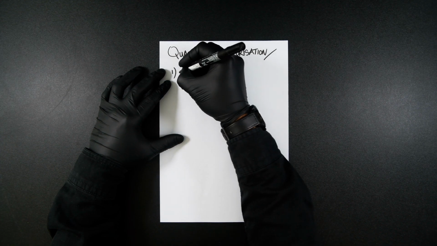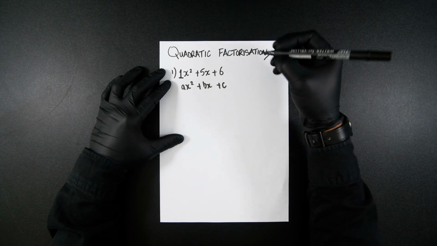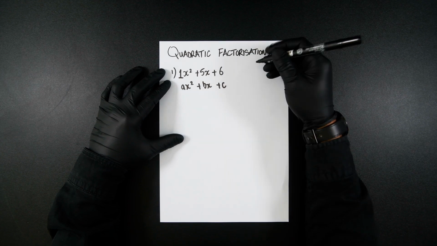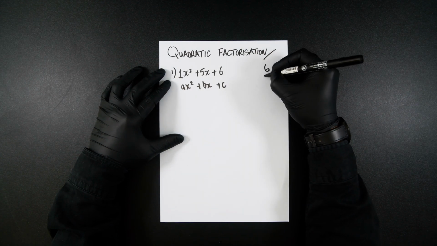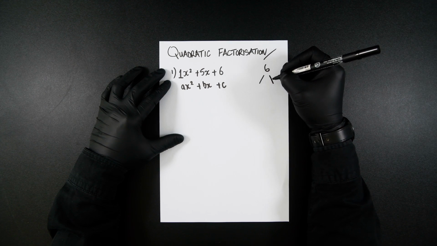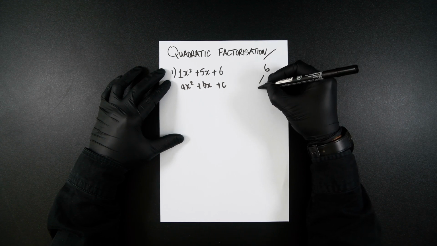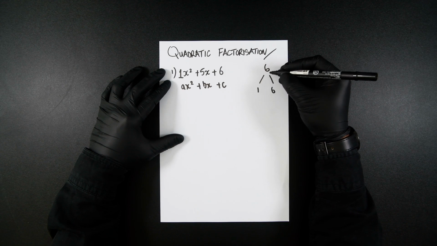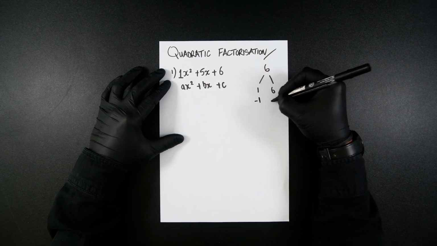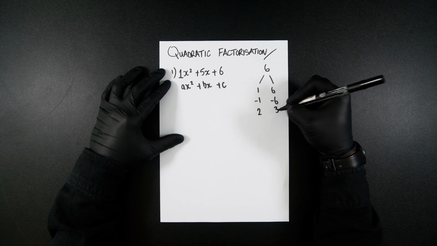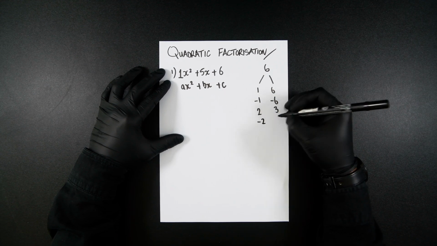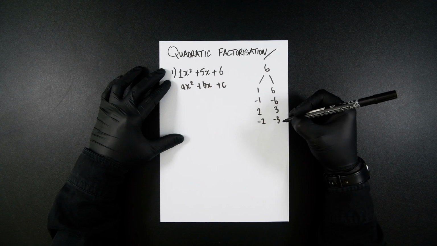So in this equation, a is 1. So 6 times 1 is 6. And you would need to find out what all the factors of 6 are. So 1 times 6 equals 6, minus 1 times minus 6 equals 6, 2 times 3 equals 6, and minus 2 times minus 3 is 6.